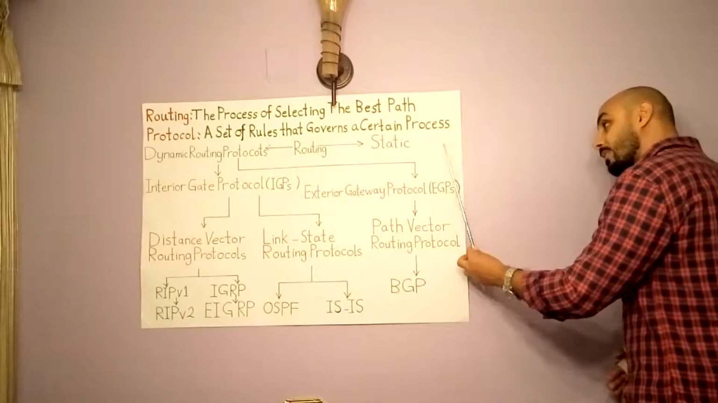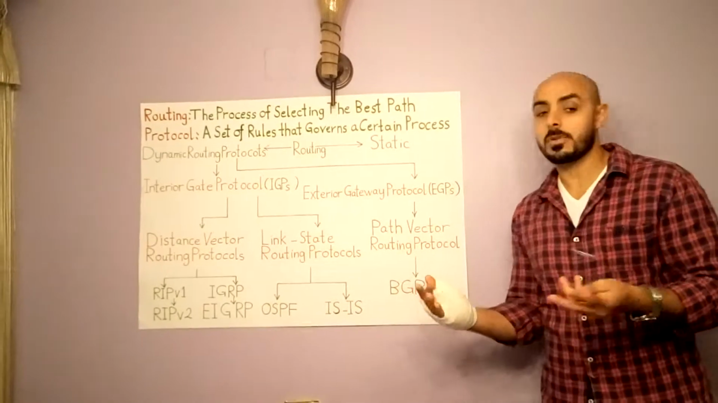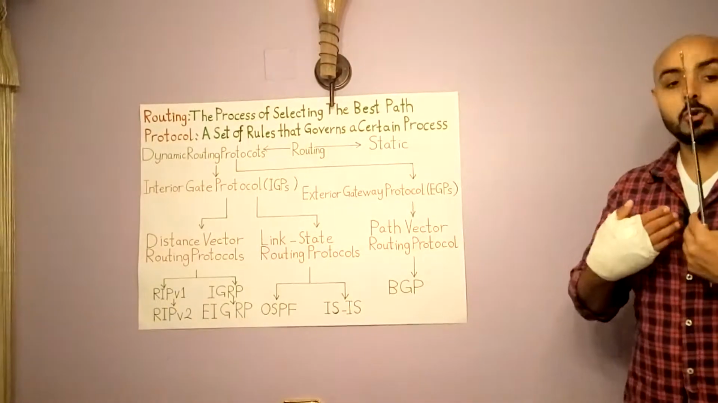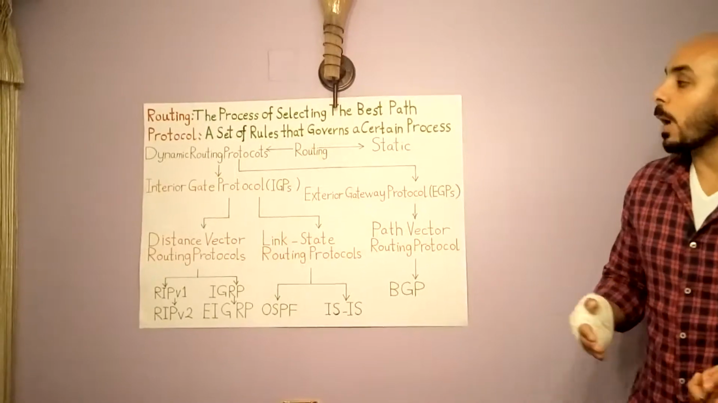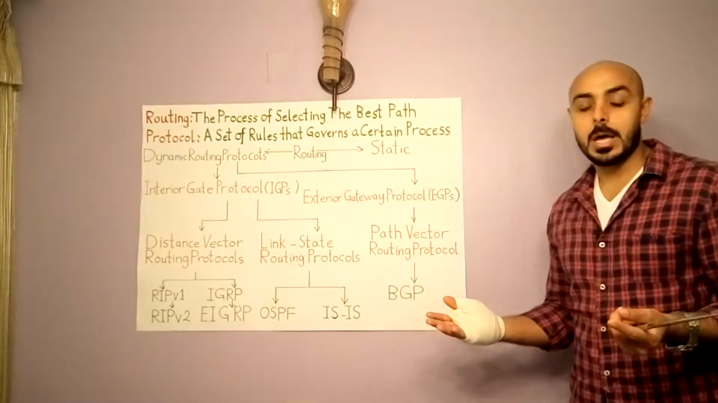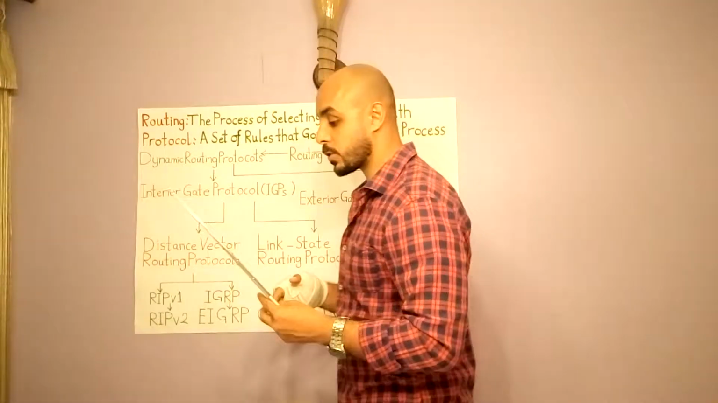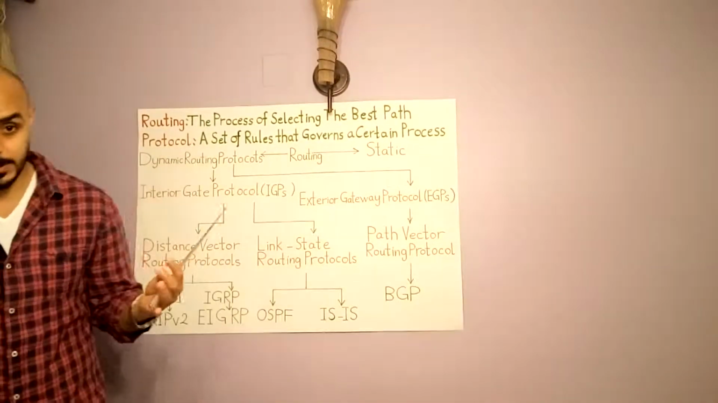In static routing, we don't need protocols, because it is something we do manually, so we control it ourselves. However, in dynamic routing, we need protocols because the process is dynamic or automatic. So we have to have some rules that control or govern this process.